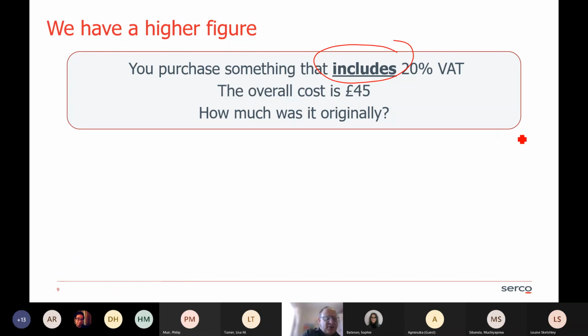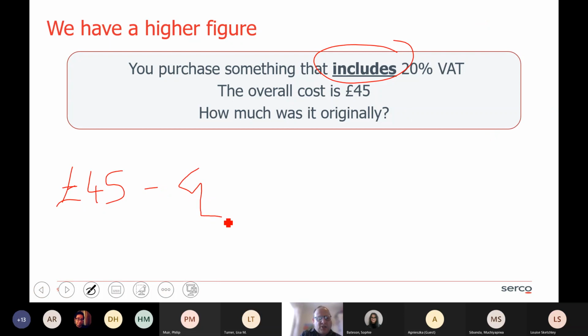So let's say we bought something, and we know it's £45. It's difficult to write on here, but hopefully you can see that. Let's say it was a t-shirt. Is that going to be a picture of a t-shirt? That's close enough, isn't it? And we know we're also paying VAT. So what we've bought is a t-shirt and we've paid the VAT. We know the VAT is 20%, and the t-shirt must be the original cost.